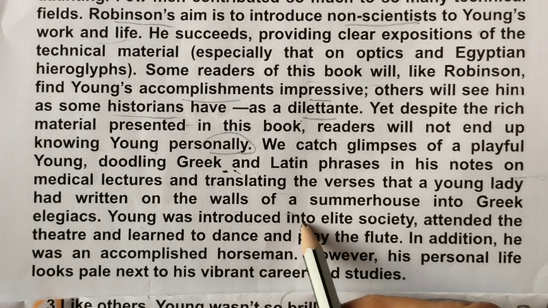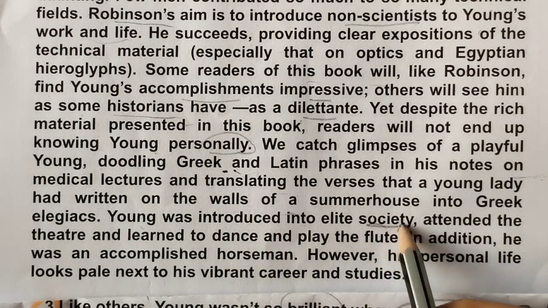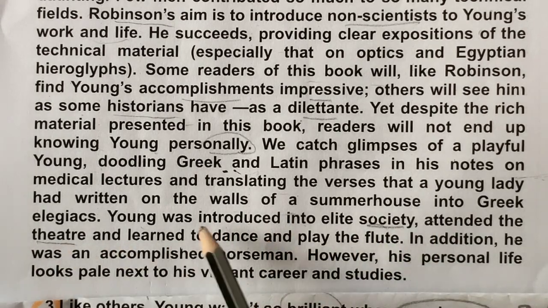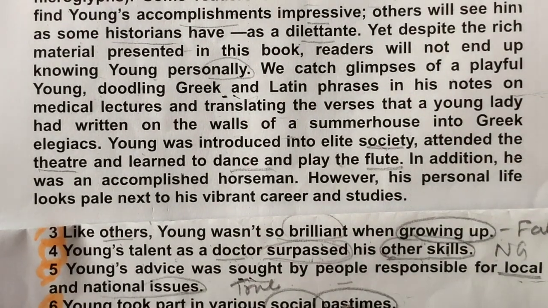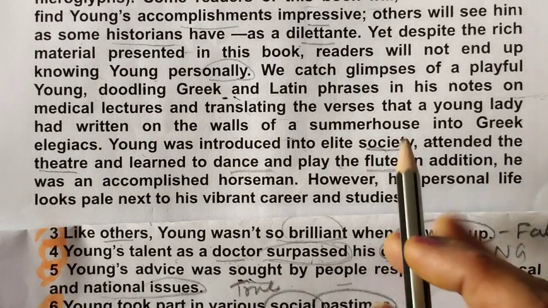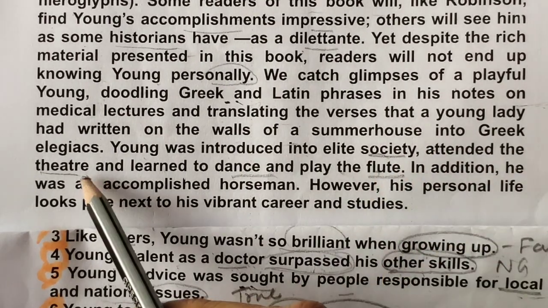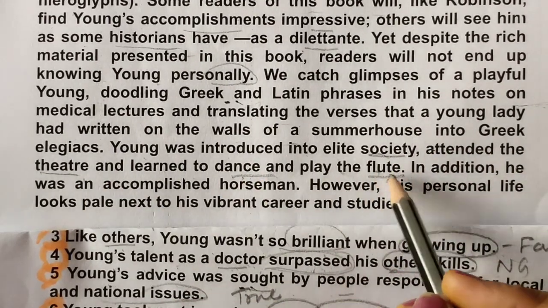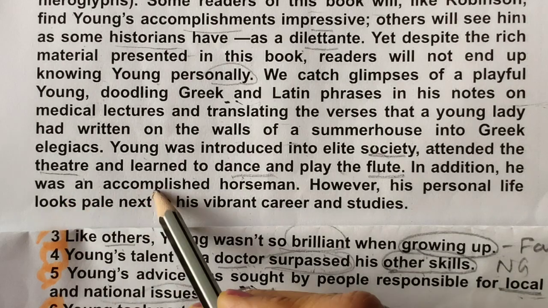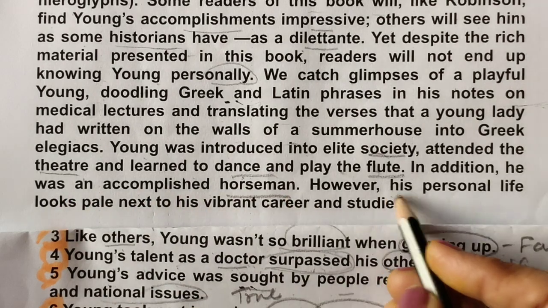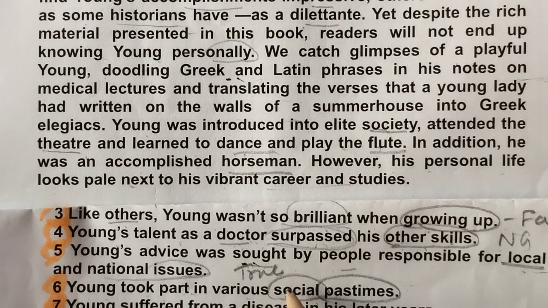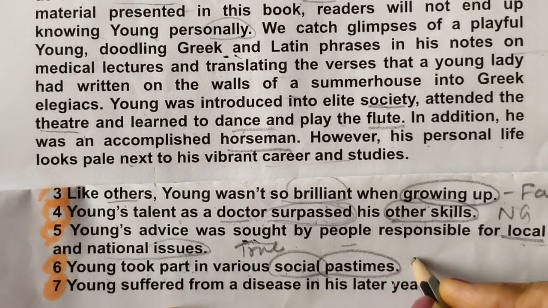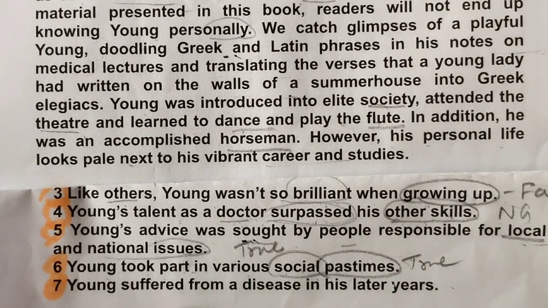Okay, Young was introduced into elite society, attended the theater, and learned to dance and play the flute. Okay, what is this? So it means he took part in various social pastimes. He was introduced into this society, attending the theater, learned to dance, play the flute. In addition, he was an accomplished horseman. However, his personal life looks pale next to the. Okay, so it means he took part in social pastimes. So that is also true.